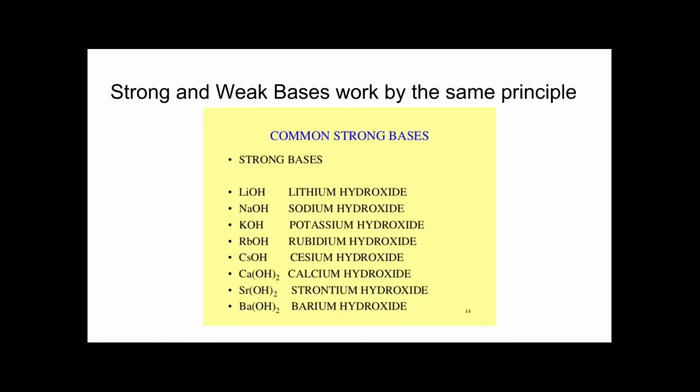The same rules apply for bases. Some strong bases are lithium hydroxide, sodium hydroxide, potassium hydroxide, rubidium hydroxide, cesium hydroxide, magnesium hydroxide, and calcium hydroxide. There are very few strong acids or strong bases, as it is difficult to find 100% ionization.